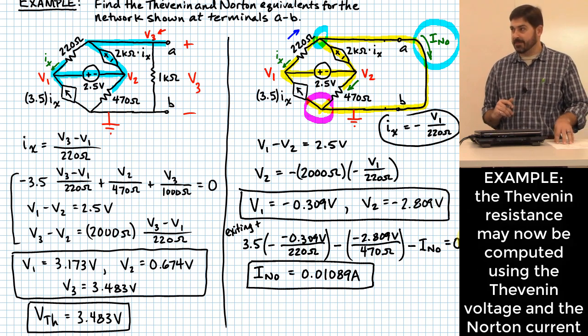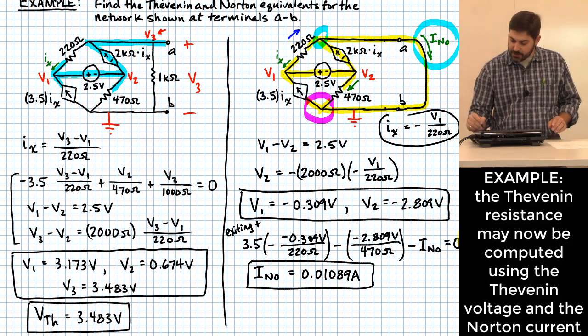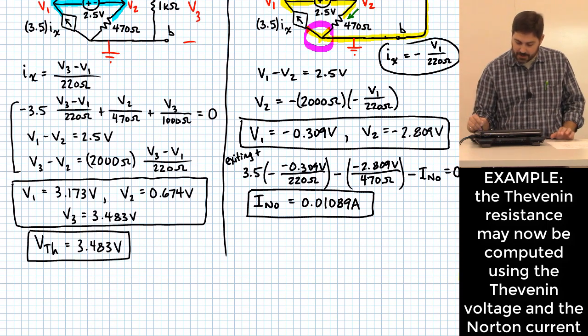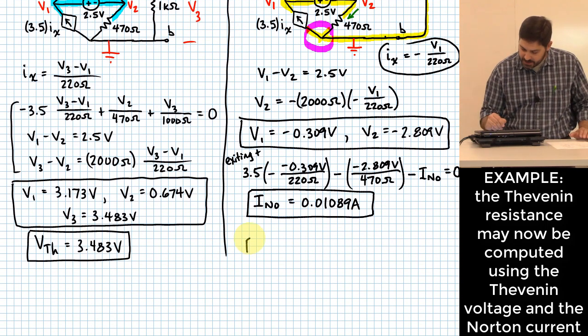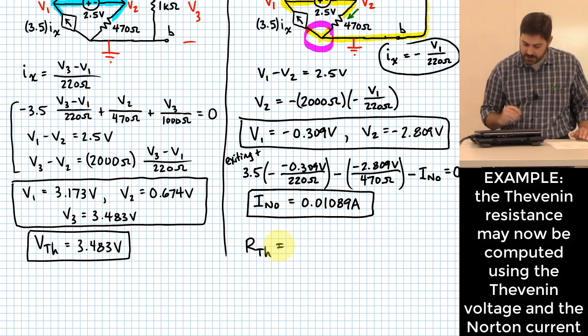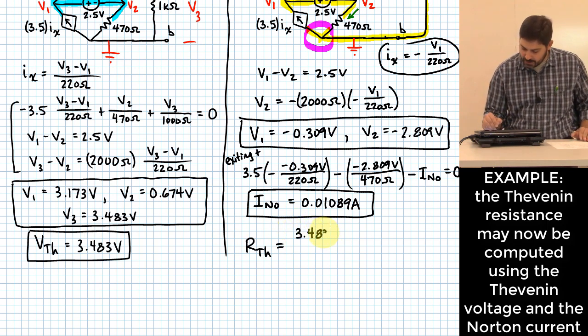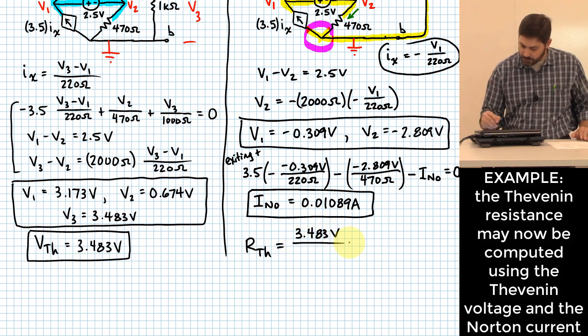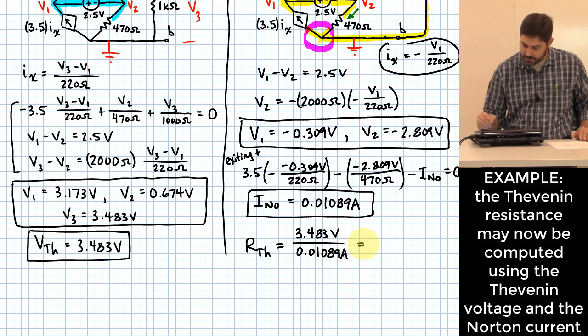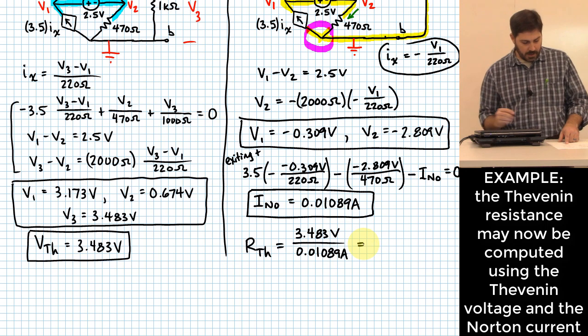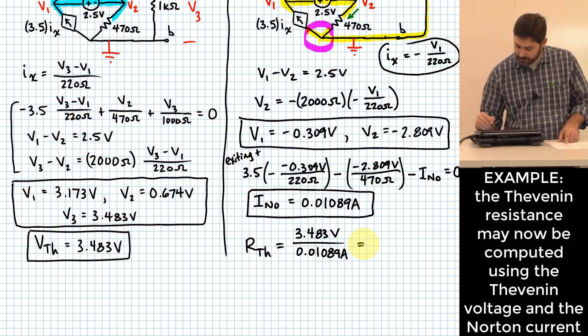Now what? If I want to do the Norton equivalent and the Thevenin equivalent, all I need is RTH. RTH is just going to be equal to the ratio of VTH over INO, which is going to be 3.483 volts over 0.01089 amps, and this winds up being 319.7 ohms.